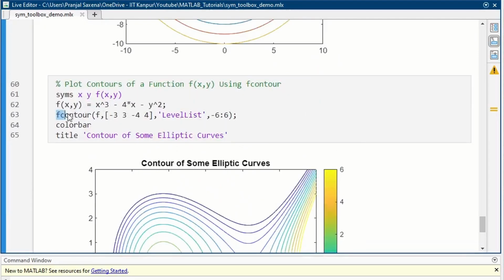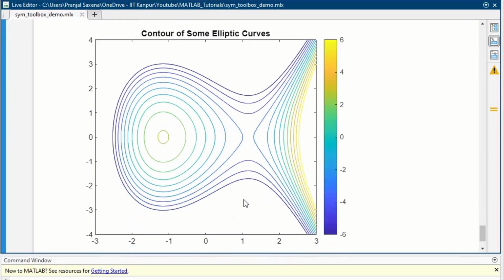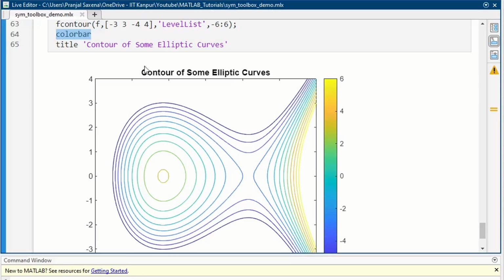So it is plotted using fcontour. You give the function, then you give the x-axis and the y-axis. Minus 3 to 3 is the x-axis, minus 4 to 4 is the y-axis, and the level list from minus 6 to 6. You go from minus 6 to 6 in steps and then see the contours and then plot it on a single plot. Colorbar is on whenever you need to show the color bar, this command is used, and the title.